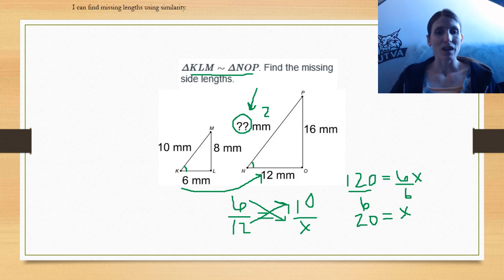And guess what? Some of you are like, I didn't even need to do that part because I could see that to get from 6 to 12, I really times it by 2, right? It's 2 times bigger. So to get from 10 to the answer, I have to times it by 2. And that's how we get 20, the second way or another way.